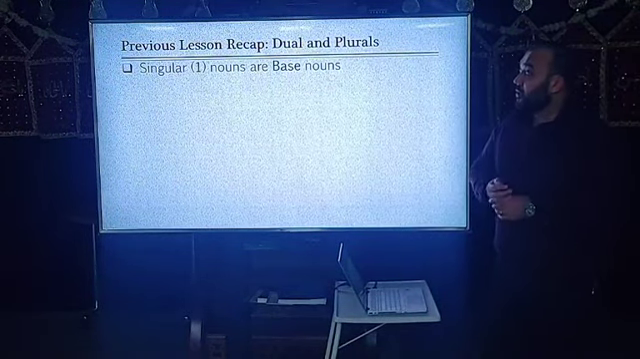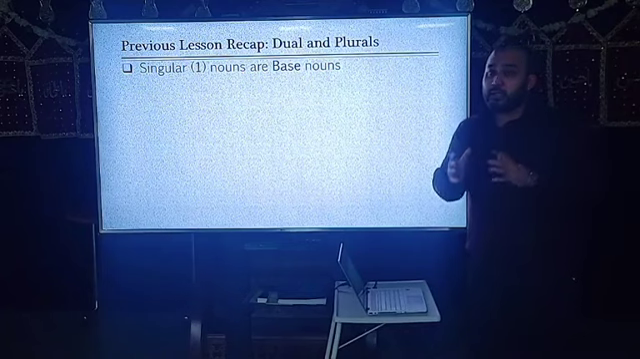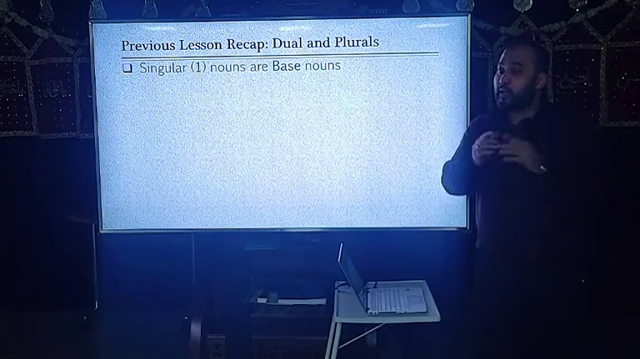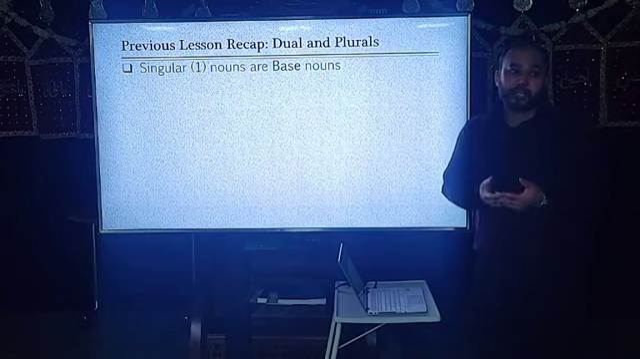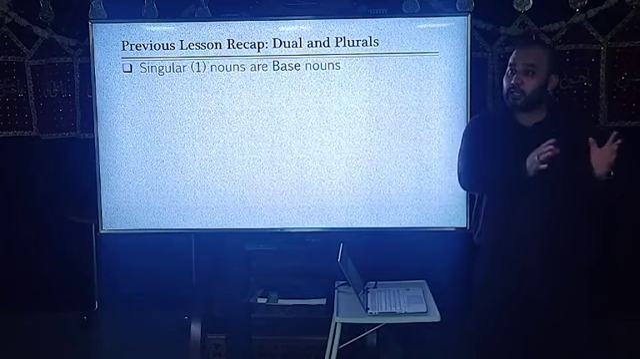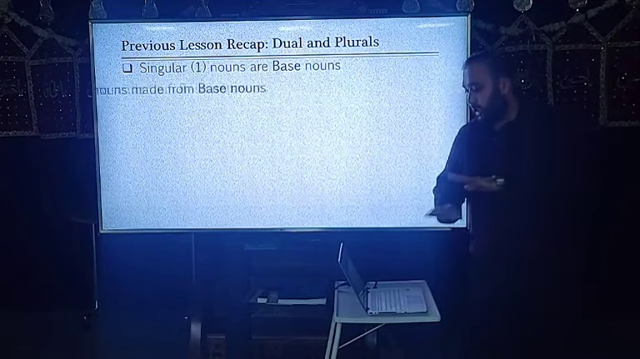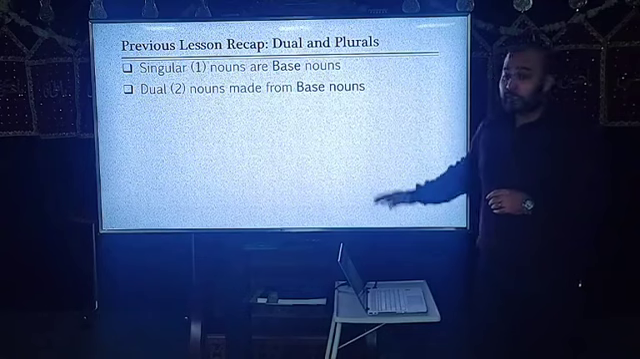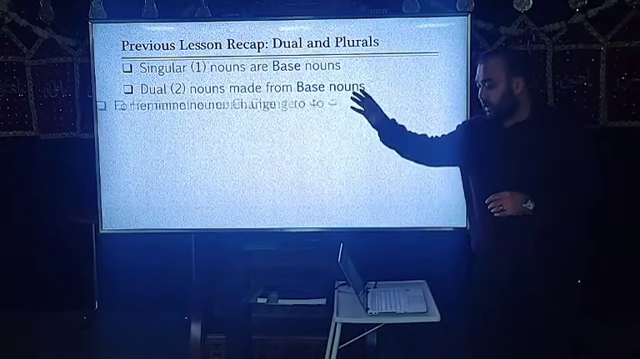So singular nouns are the base nouns. They are used to make the dual and plural mostly. So those are nouns which we need to know, and we learn the meaning, and we can use them to make the duals and the plurals out of those ones. They are our foundation. So how do we make the dual nouns? Dual nouns are made from the base nouns, which are the singular ones.